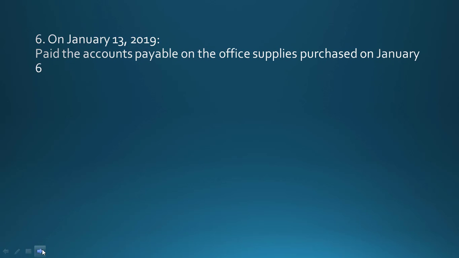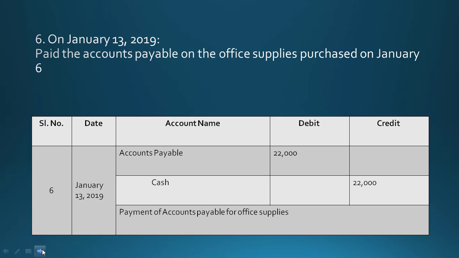On January 13, 2019, paid the accounts payable on the office supplies purchased on January 6. So can you remember that on January 6, you bought some office supplies worth $22,000. So you actually paid it back. So what happened? You actually paid cash now on January 13th. So cash is credited. And what should be debited? Your accounts payable should be debited because you are offsetting your accounts payable now. So let's see the next transaction.